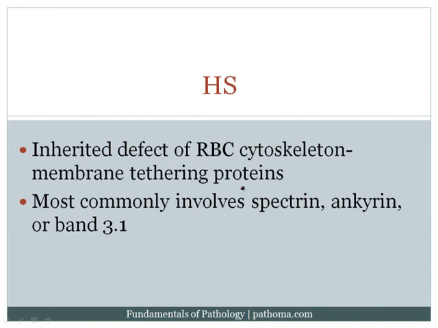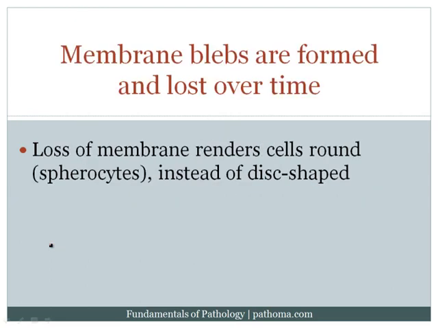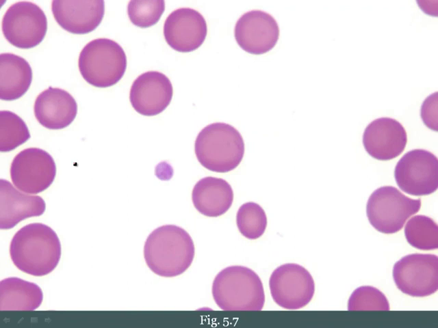Hereditary spherocytosis is an inherited defect of the red blood cell cytoskeletal membrane tethering proteins. The most common examples of these proteins that tend to be involved in this disease include spectrin, ankyrin, and band 3.1. These are common tethering proteins that allow connection between the cytoskeleton and the membrane. Now, because of this, membrane blebs are lost over time, as I've already illustrated. The loss of membrane renders the cells round, i.e. spherocytes, instead of disc-shaped. This is what the cells look like.